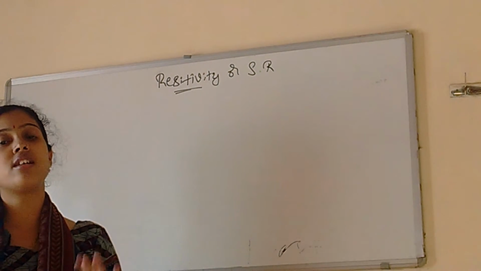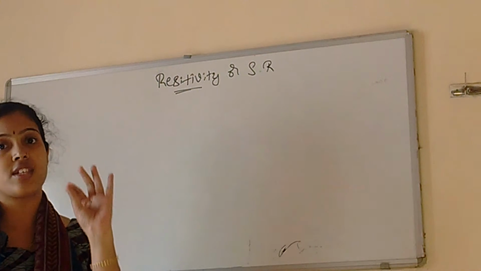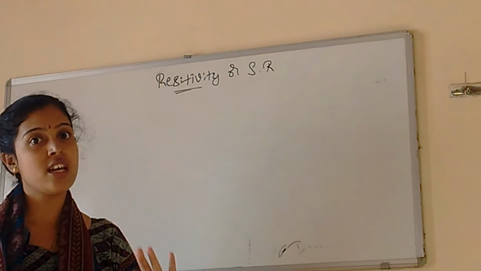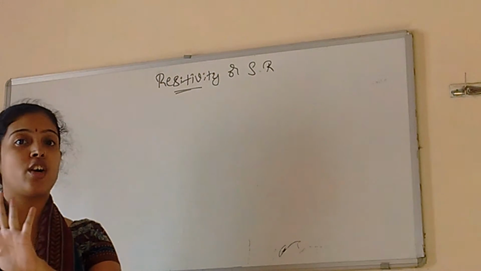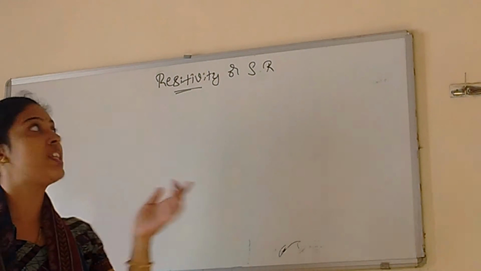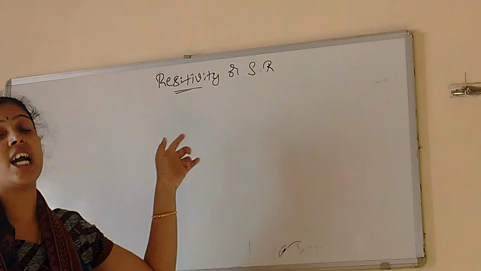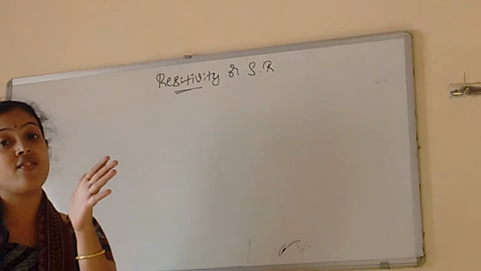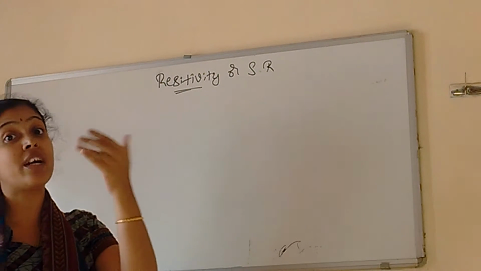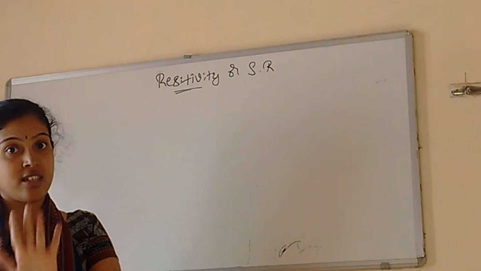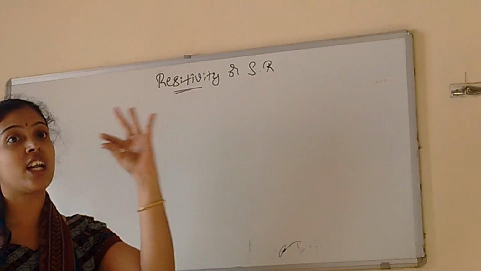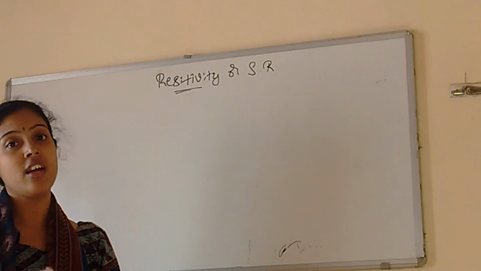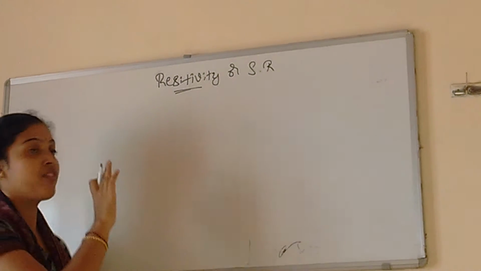So what is a resistor? Resistor is a component. It is a physical component which is having the property called resistance, that means to limit the flow of current. Okay. Please don't get confused with resistor, resistance and resistivity. Resistor is a component. Resistance is a property of that component. Resistor is a physical component. Okay. And resistivity. So we'll study about resistivity today.